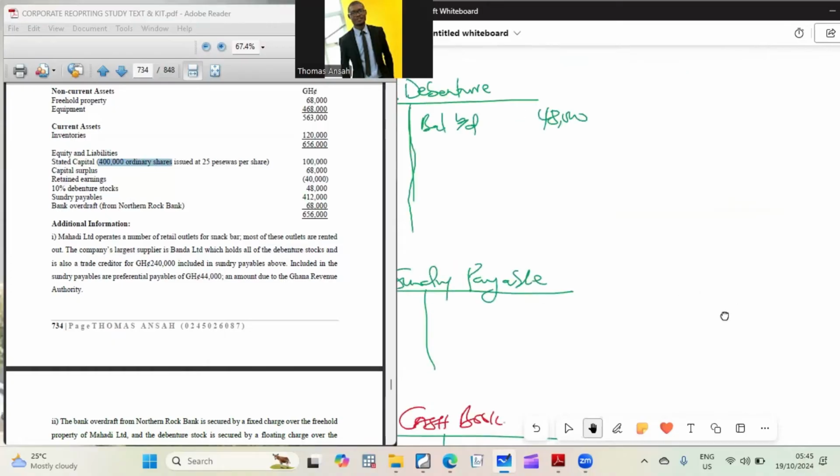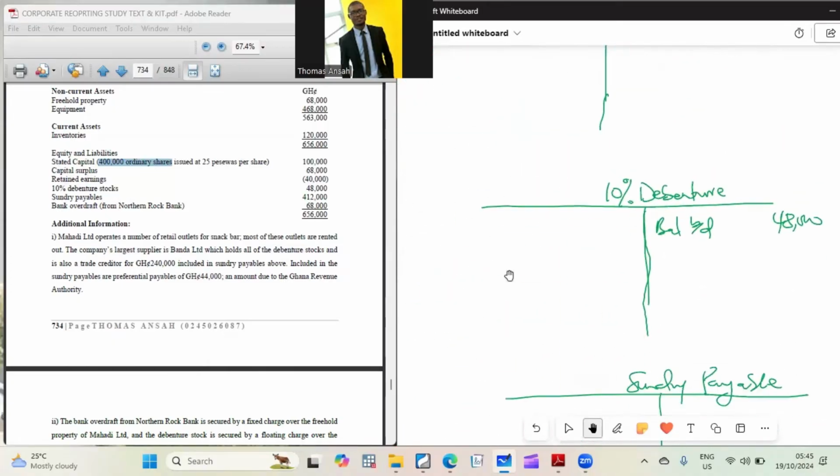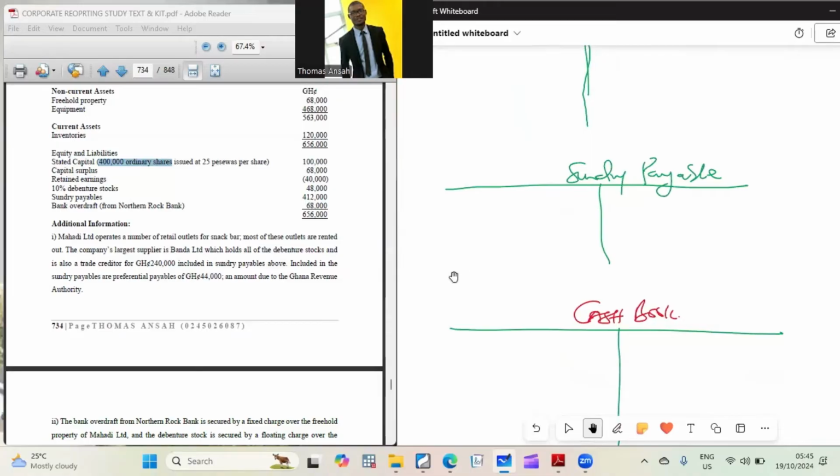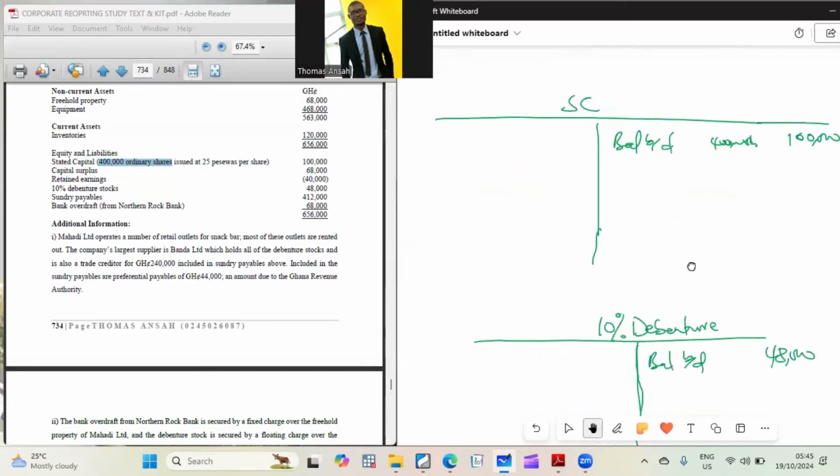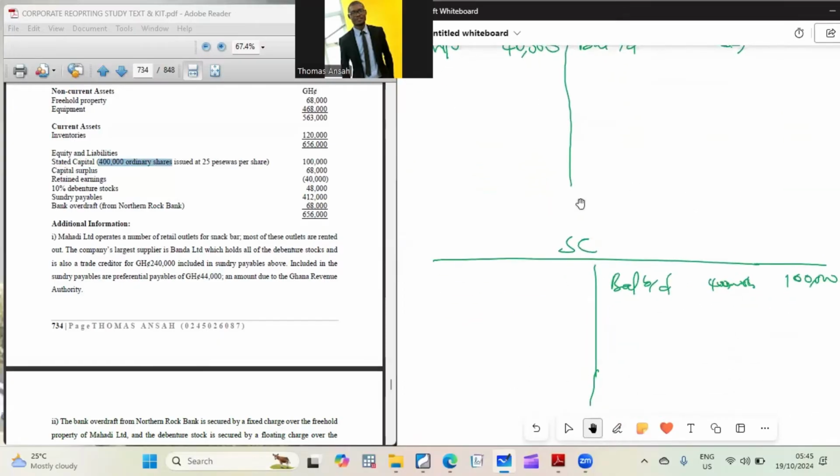Okay, so now let's look at the statement one by one. Have you fixed in all the balances? Sundry payables is how much? $412. Then the cash book, the balance brought down is at the credit. It's an overdraft, 68. So that is that. Now, let's analyze the statement of the reconstruction one by one. Then we fix them, balance it, then we are good to go.